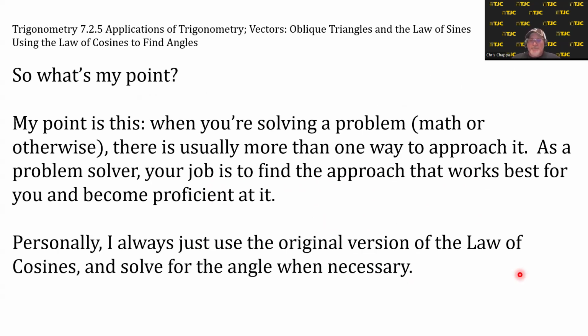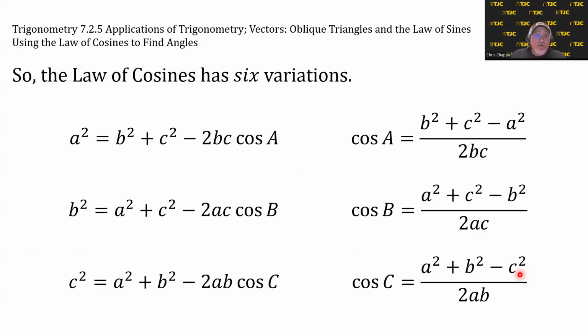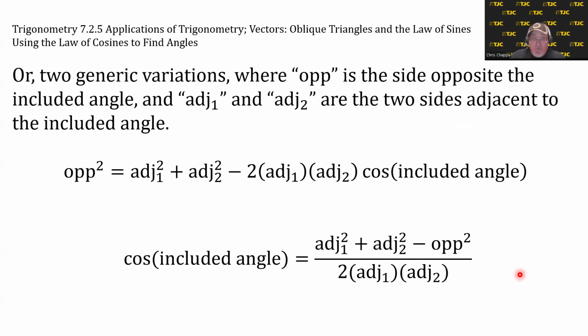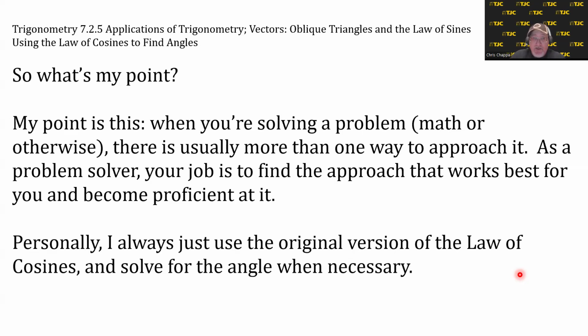So what's my point? My point is this. When you're solving a problem, math or otherwise, there's usually more than one way to approach it. As a problem solver, it's your job to find the approach that works best for you and become proficient at it. Personally, I always just use the original version of the law of cosines, the ones on the left or the one on the top, and solve for the angle when necessary because I'm not afraid of algebra.